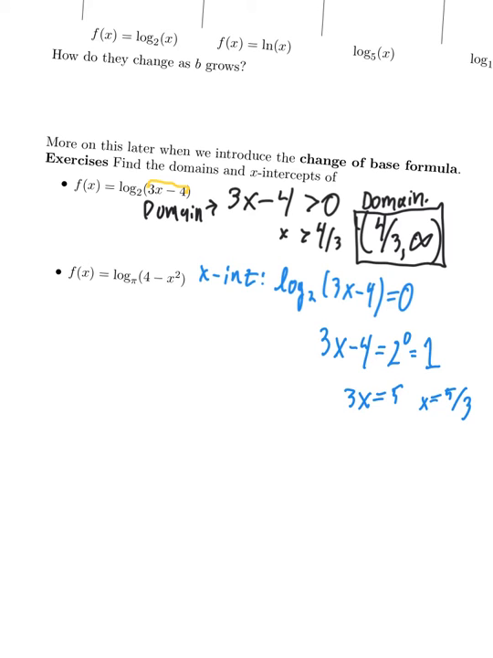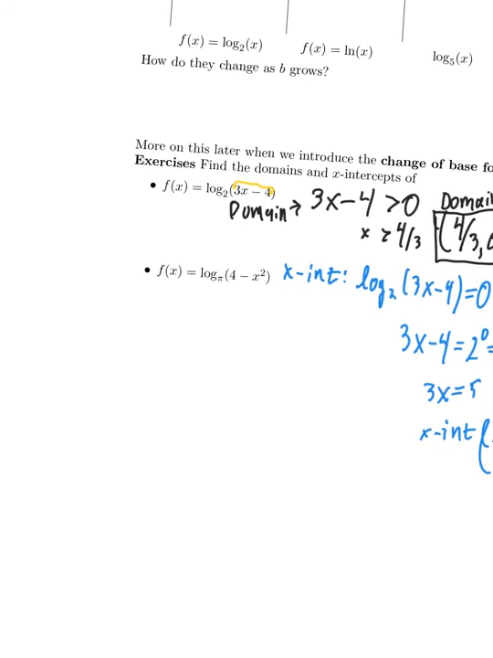So it looks like this thing has an x-intercept at 5 over 3. It's an x-intercept, so the y value should be 0. Nice. Let's repeat.